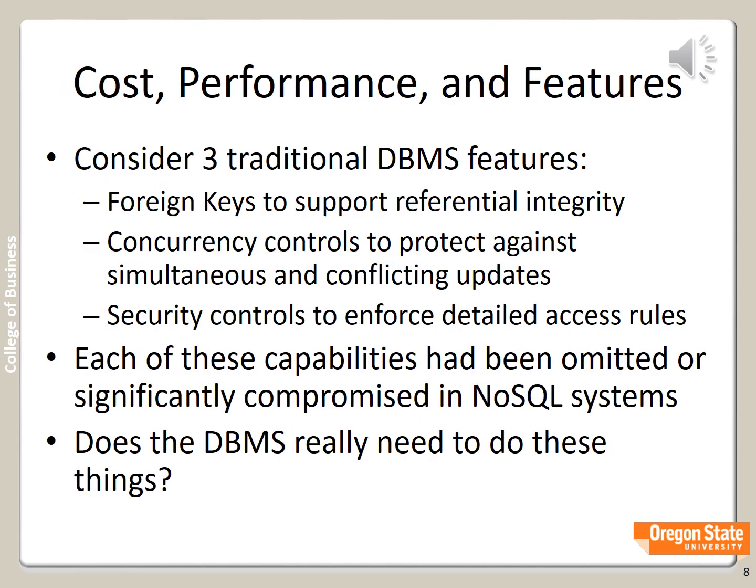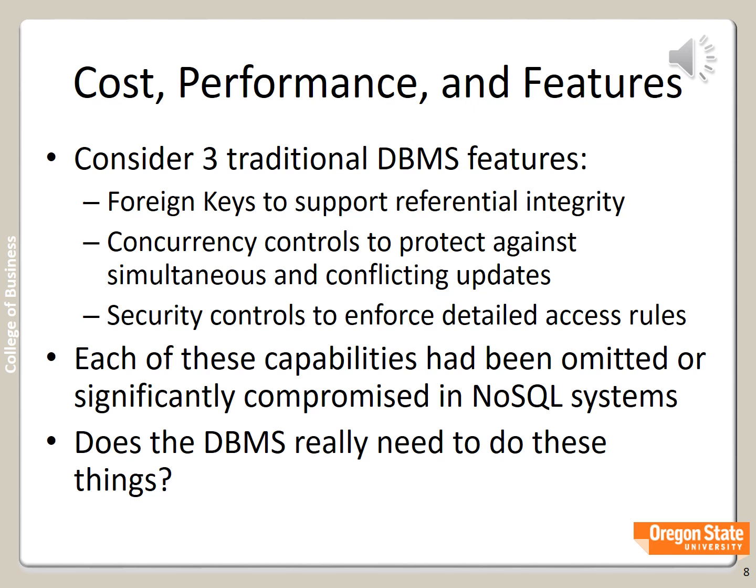For our discussion today, let's focus on 3 common DBMS features and consider whether or not organizations need them to be part of the data management system. Foreign key constraints ensure that referenced records really exist in the database. For example, invoice records cannot be saved with invalid customer numbers, and the system can block deletion of any customers who have listed invoices. This is called referential integrity.